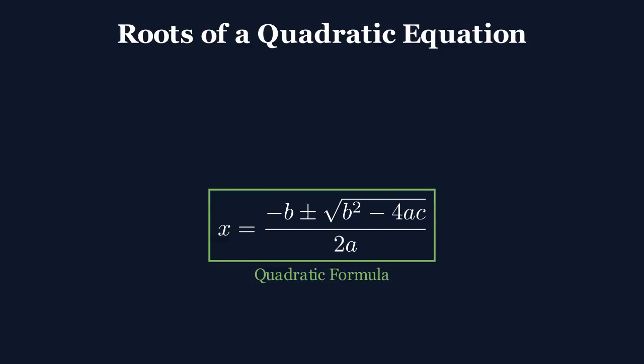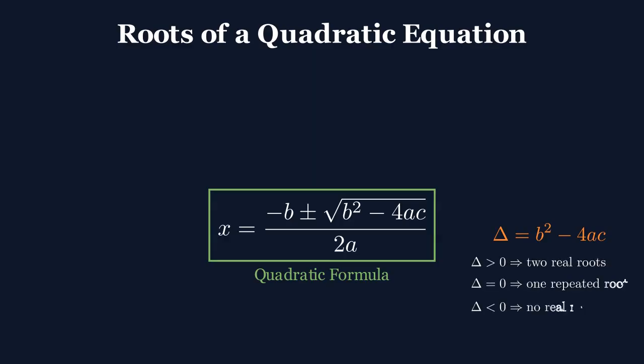The expression under the square root is called the discriminant. If the discriminant is positive, the quadratic has two real roots. If it is 0, the quadratic has one repeated real root. If it is negative, there are no real roots because we would be taking the square root of a negative number.